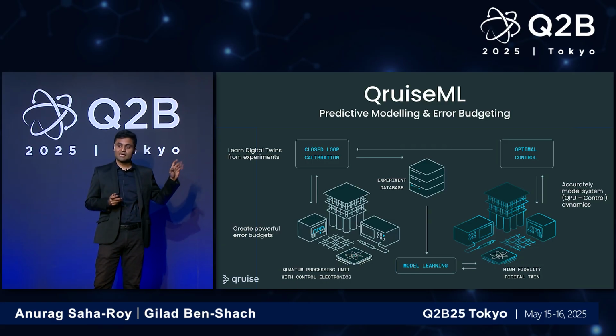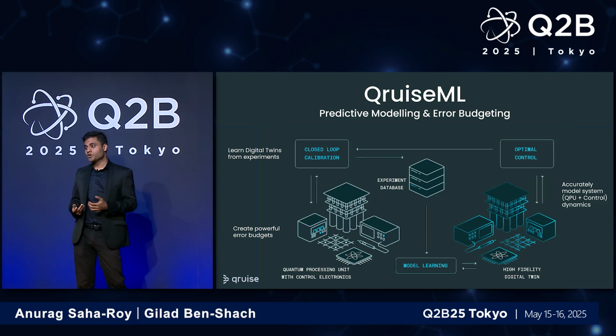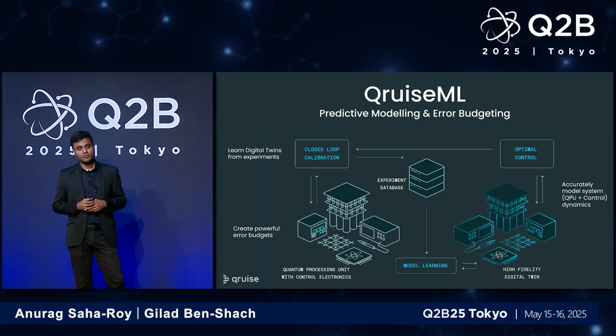And then once you have a digital twin that you can learn from data, that means that this is no longer just a model for your theory friends to write on their paper. It's a model that can actually make predictions which match very closely what you see on your hardware.